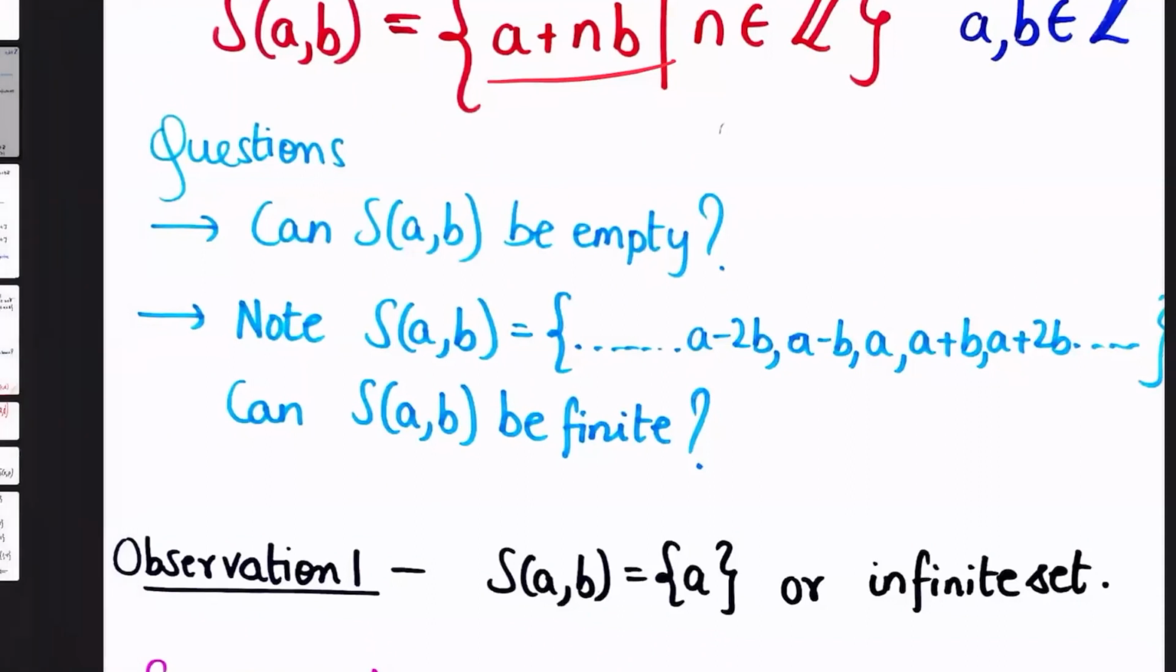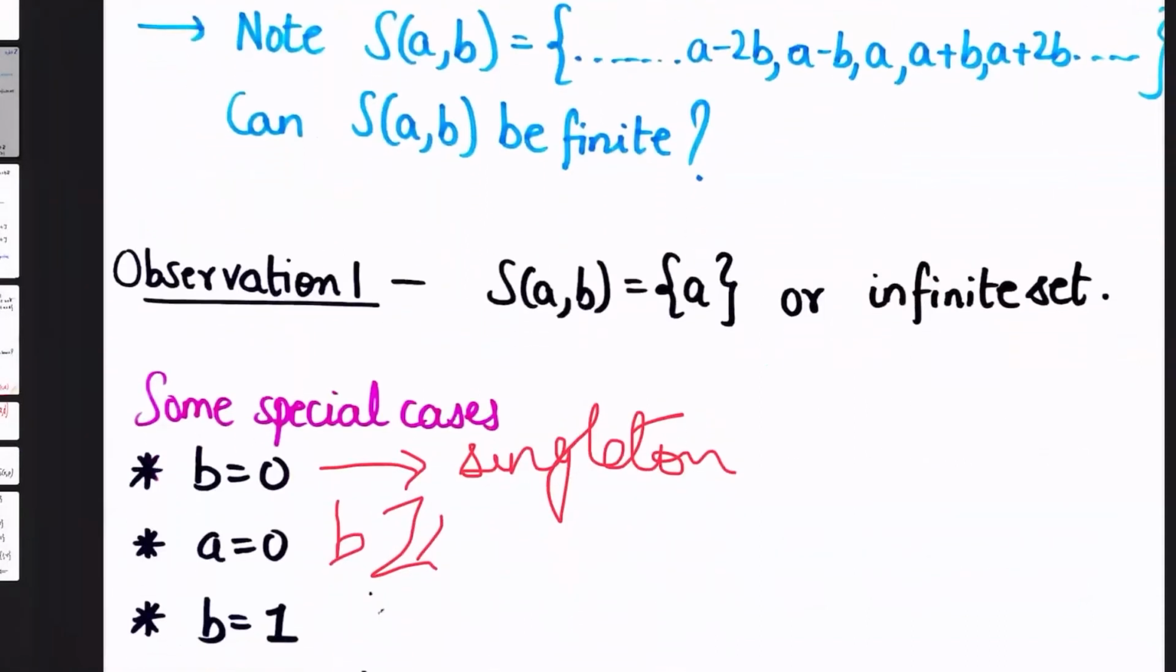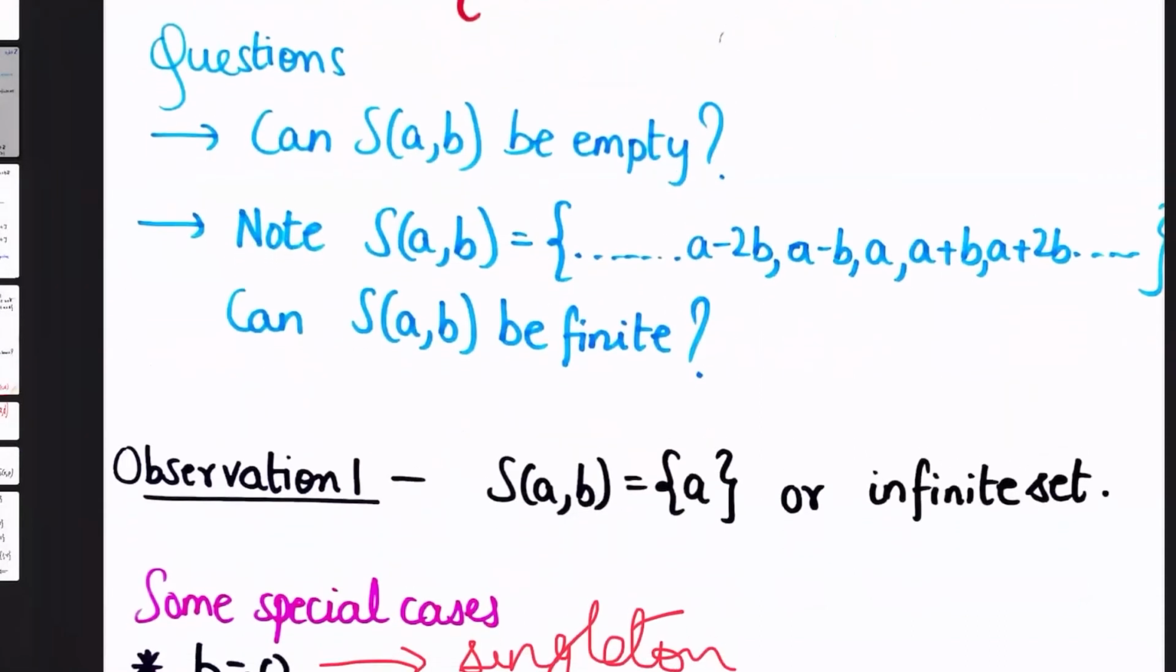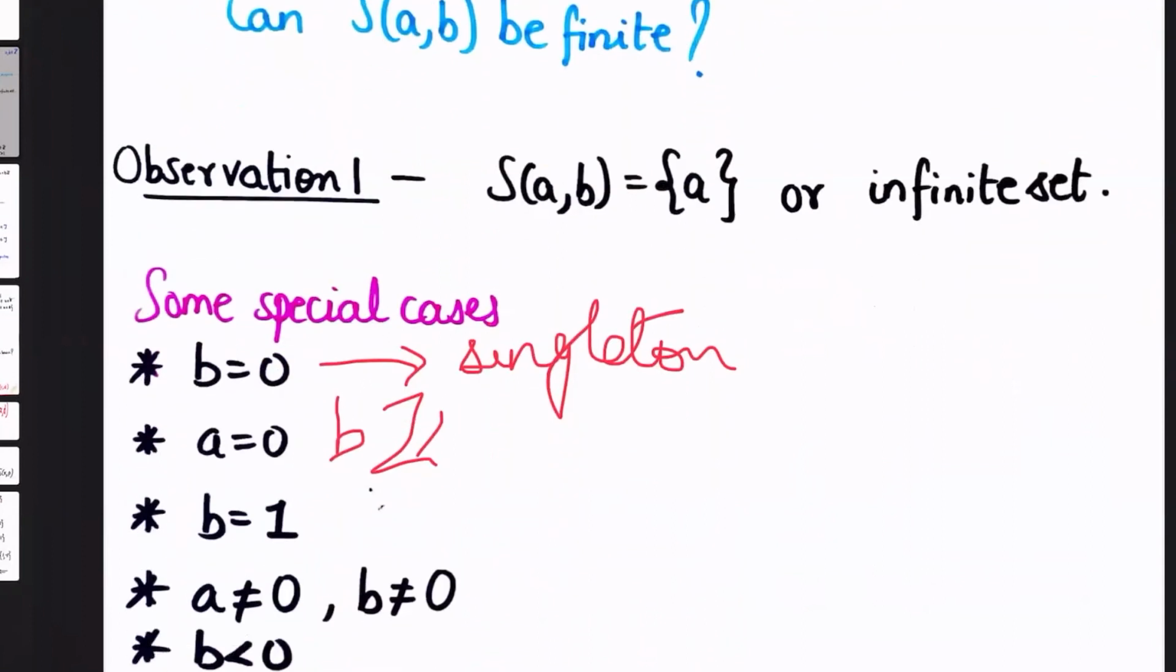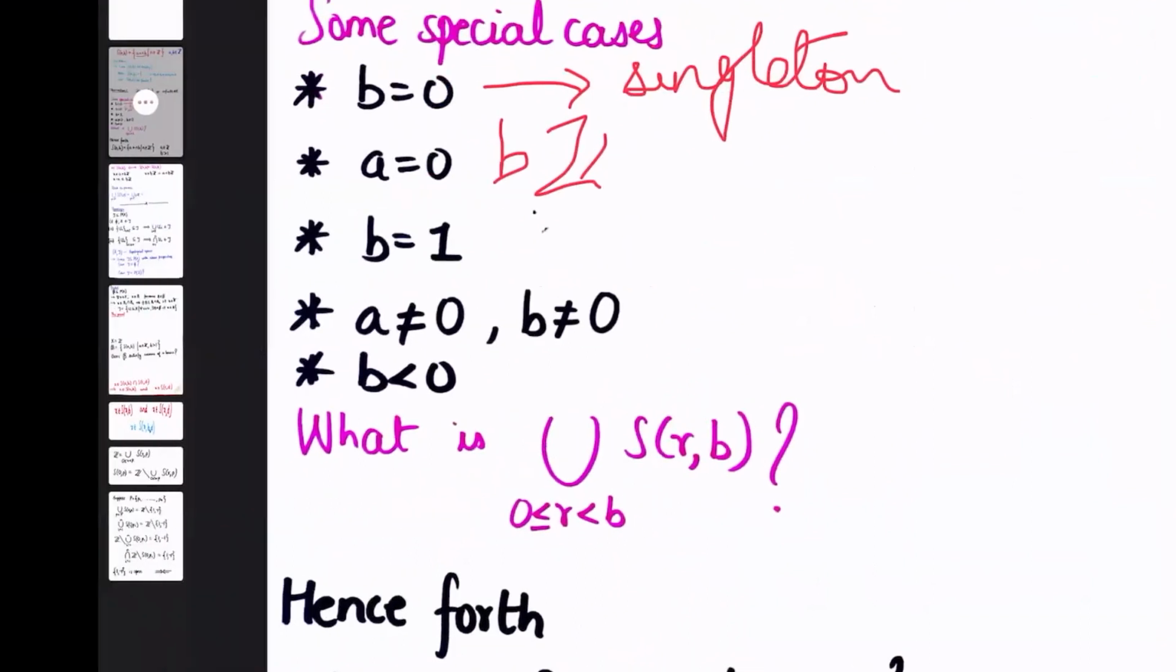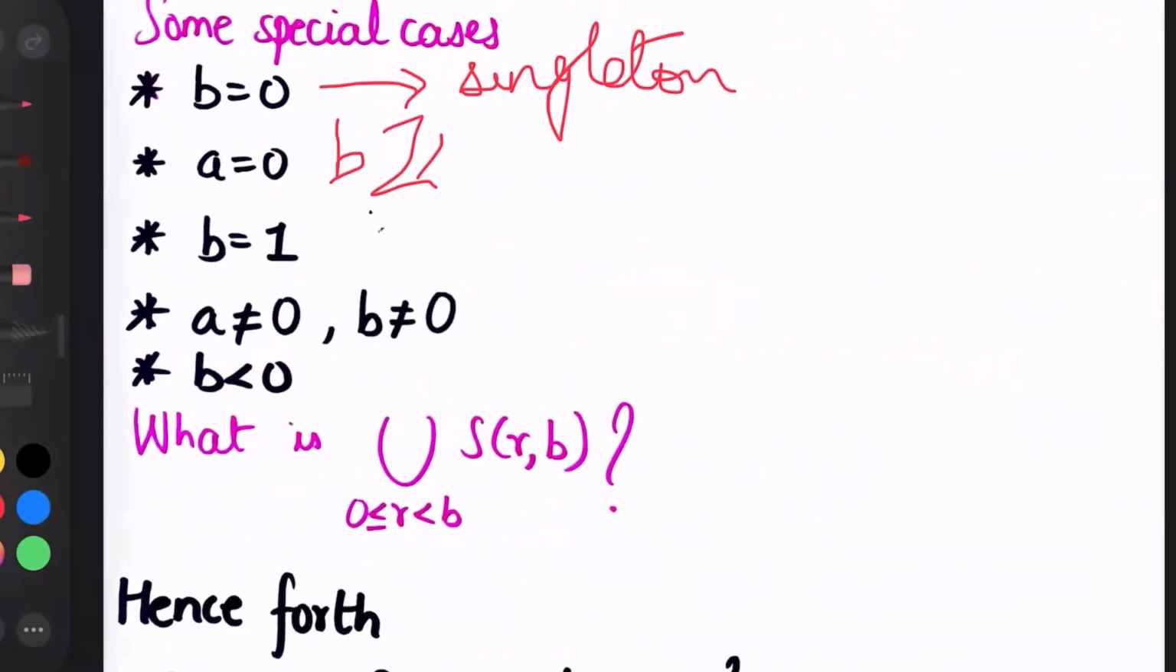So some of these cases are not very useful to us. For example, in the proof later, when B is 0, we saw that it would be a singleton set, and when B is 1, we saw that it becomes whole of Z. So some of these cases will not be useful to us later in the proof. So henceforth, we will consider all S_{A,B} of this form only, where B is strictly greater than 1.